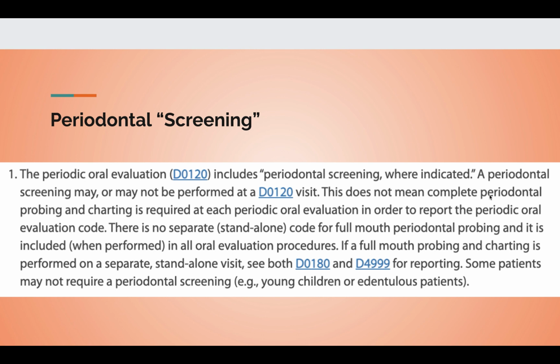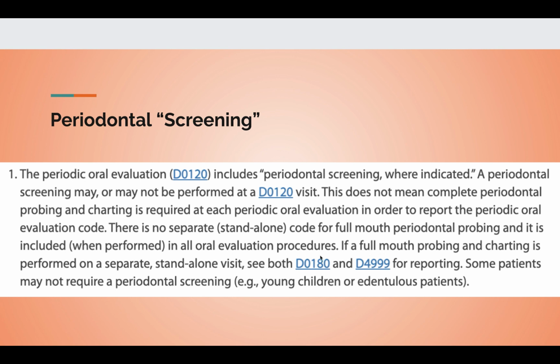This does not mean complete periodontal probing and charting is required at each periodic oral evaluation, that's the D0120, in order to report the periodic oral evaluation code. What does that mean? That means that we do not need to probe every single time that we do a D0120.